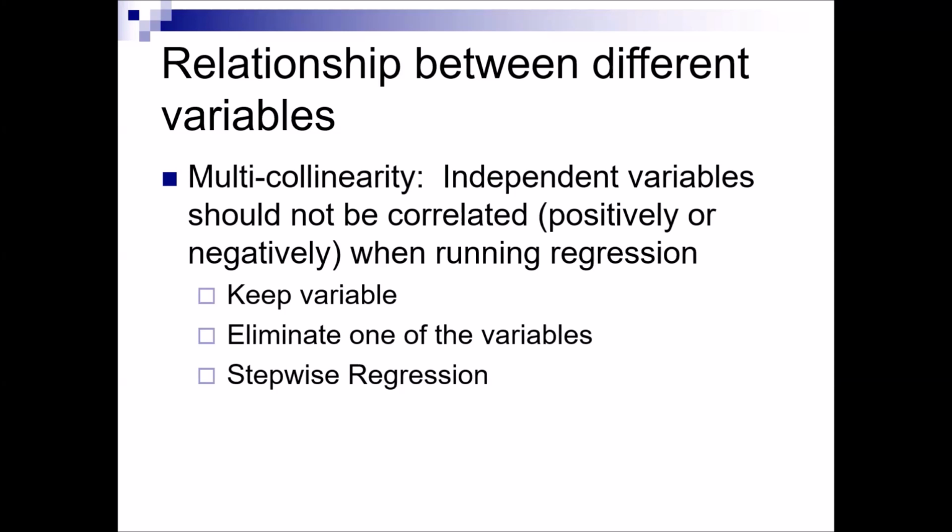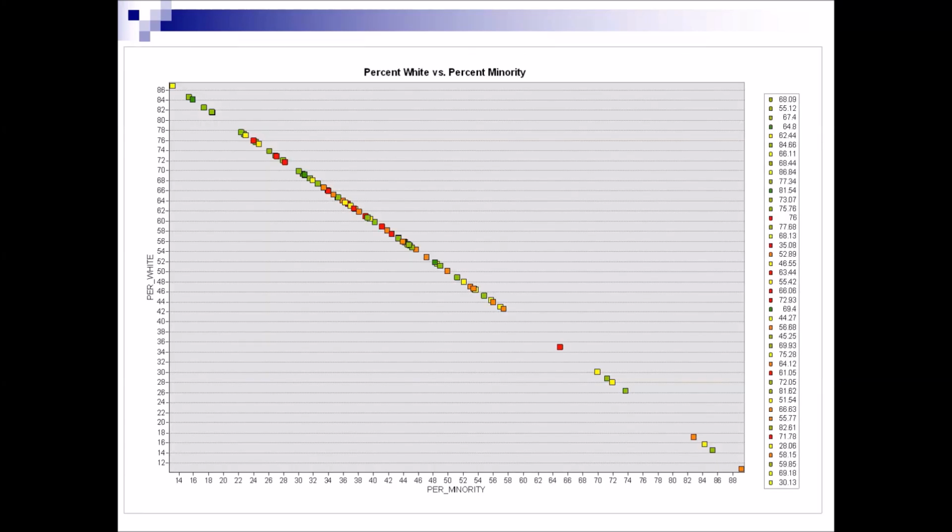But we also look at the relationship between different variables, the idea of multicollinearity, where independent variables should not be correlated. What Dr. McGinn did for his dissertation was run something called stepwise regression through a program called SPSS, which we all have access to through Eagle Apps. We did stepwise regression where it asks, are these two variables related to each other? Because we can keep the variable or eliminate one of the variables.